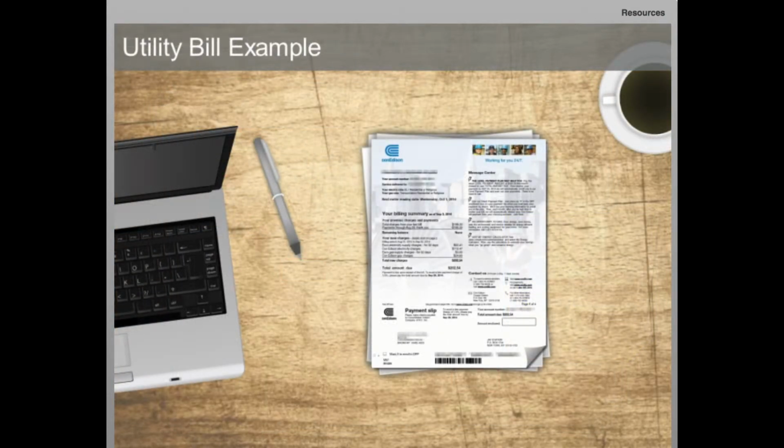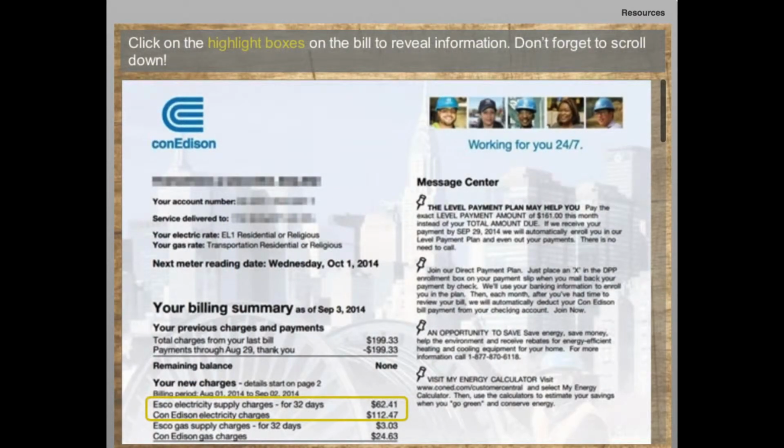Now that you've learned about rate structures and understand what generation and distribution charges are, you'll have an easier time reading your customers' utility bills and explaining the charges on them. Mouse over the highlight boxes to reveal information. Don't forget to scroll down.